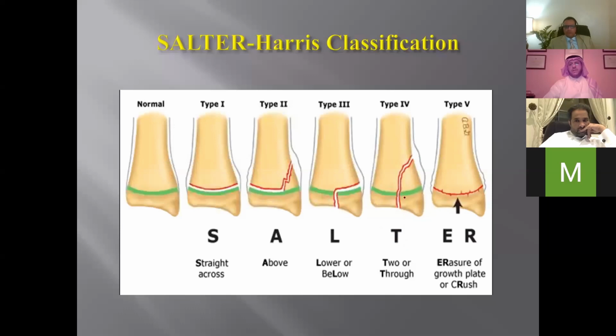epiphyseal plate, physeal plate, and the metaphysis. It will be through all over this part. Type 5, it will be just compression, so narrowing of the physeal plate. So if you compare this one, the normal one, to this one, it's compression of the physeal plate.